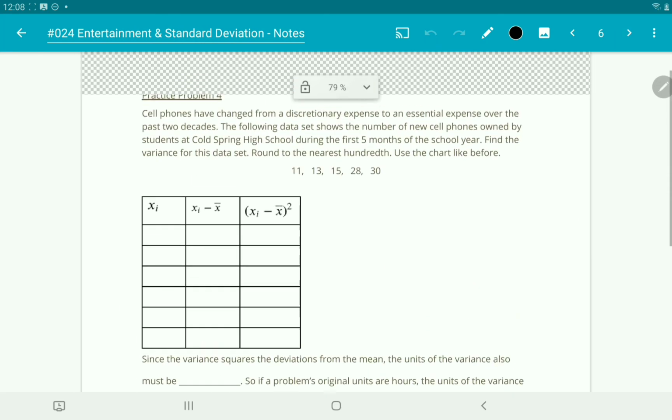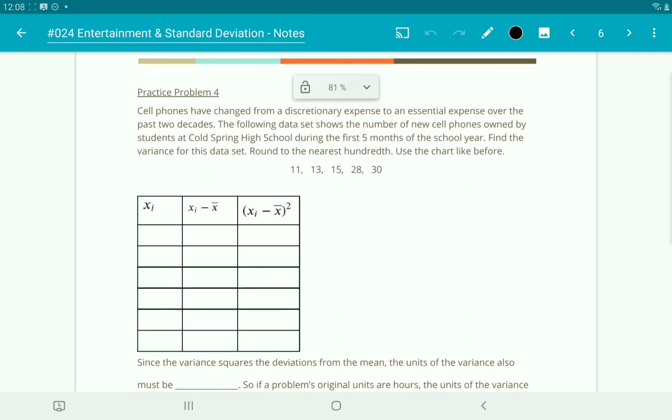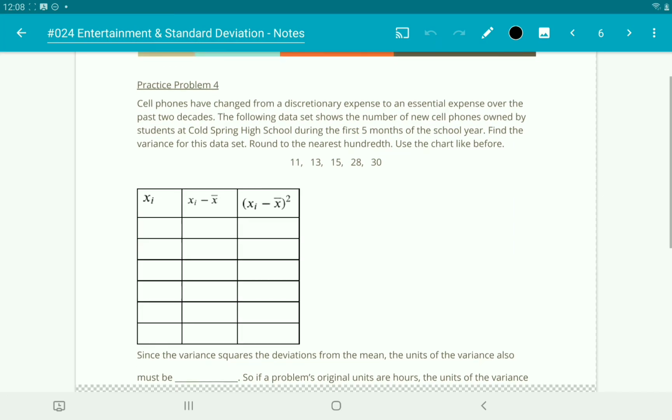So looking at another practice problem, cell phones have changed from a discretionary expense to an essential expense over the past 2 decades. So in the past 20 years, they've changed from something you didn't really have to have, to something you really should have, most likely. The following data set shows the number of new cell phones owned by students at Cold Spring High School during the first 5 months of the school year. Find the variance for this data set.